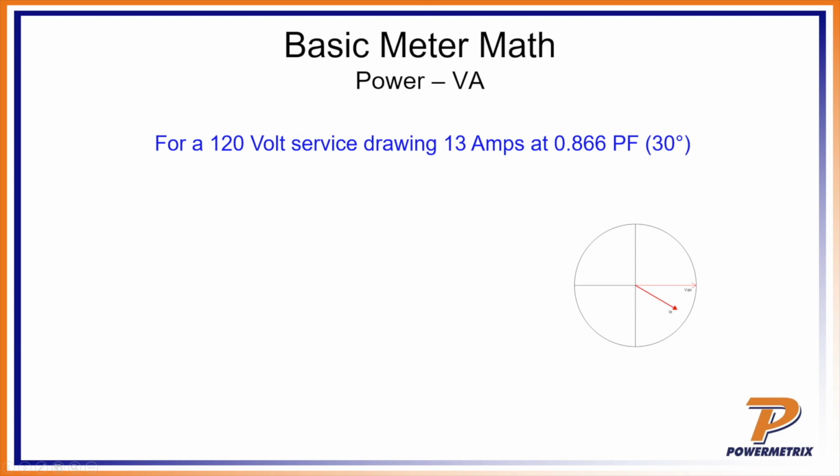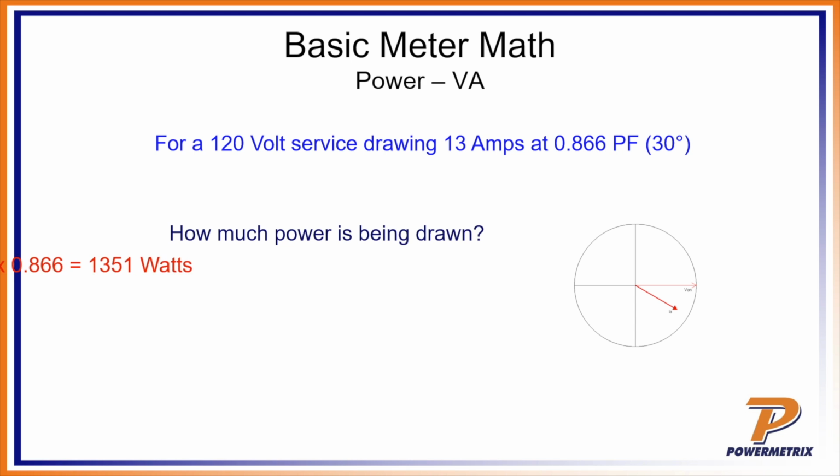So now we've got a 120 volt service drawing 13 amps at 30 degrees. This is just a 30 degree angle. Now we're at 0.866 for our power factor, so how much power is being drawn now? It's going up some. Before it was 0.5, now it's 0.866. So we're up a little bit. Now we're up to 1,351 watts.